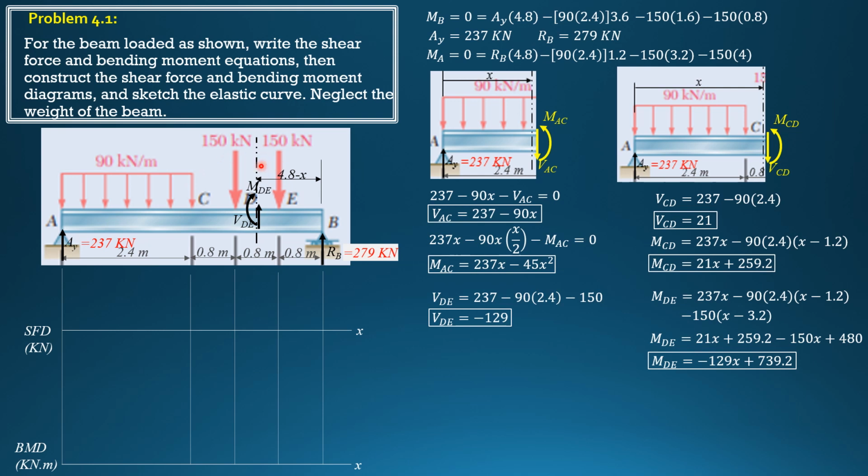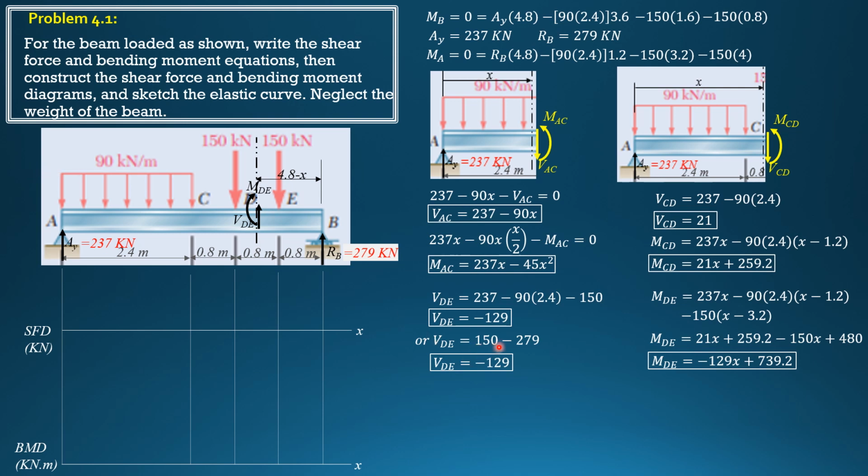Not shown here, but remember this is 4 minus x, a distance of 150 from that section. So shear DE, considering the right section, is equal to the downward force 150 minus 279. So it will give us the same answer of negative 129, same as when we consider the left portion of the cutting section.